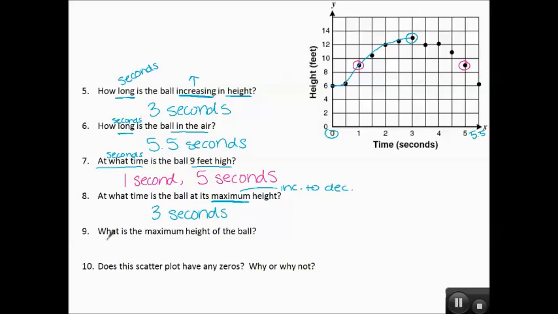Number 9, what is the maximum height of the ball? So we have the time here when it hit maximum height, but what is the actual maximum height? So at the 3 seconds, when it changed, because it was asking for time, the actual height is at 13 feet.